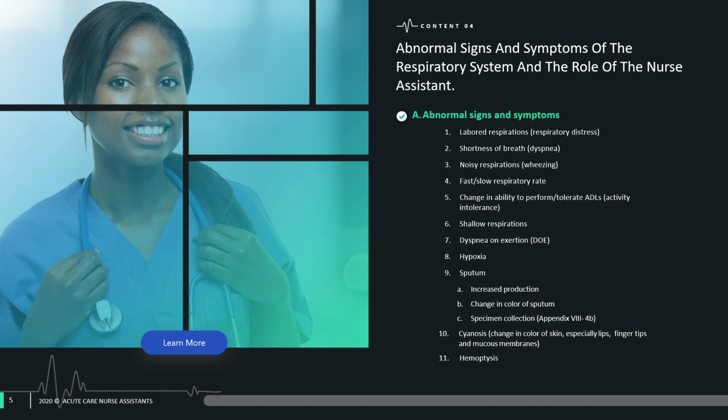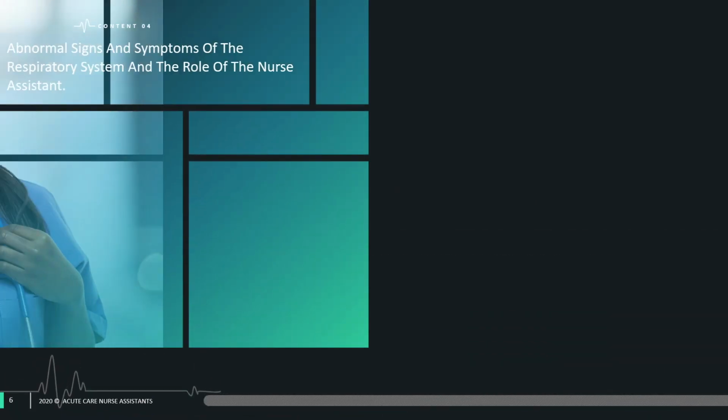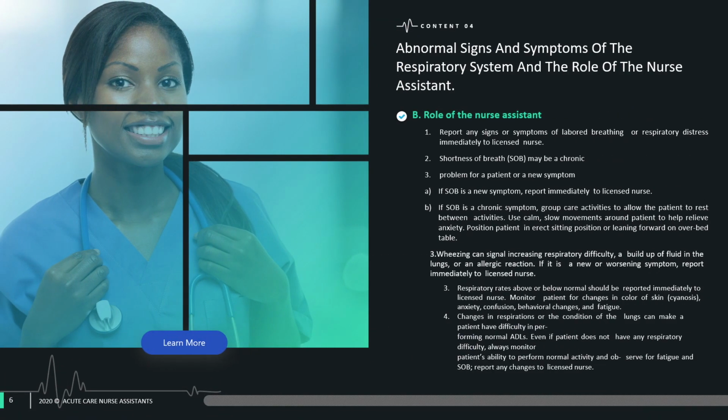Cyanosis, change in the color of skin, especially the lips, fingertips, and mucous membranes. Hemoptysis. Role of the nurse assistant.